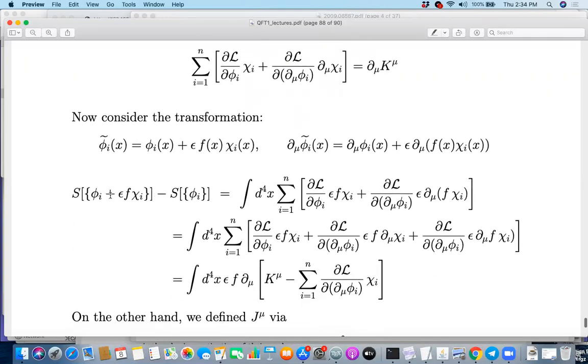So if you do that, then you have to check how much L is changing. First, the change of L because of the phi I change: del L del phi I times epsilon f chi I, because phi I has changed by this epsilon f chi I.